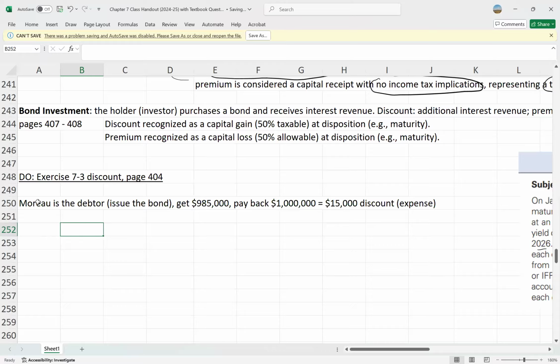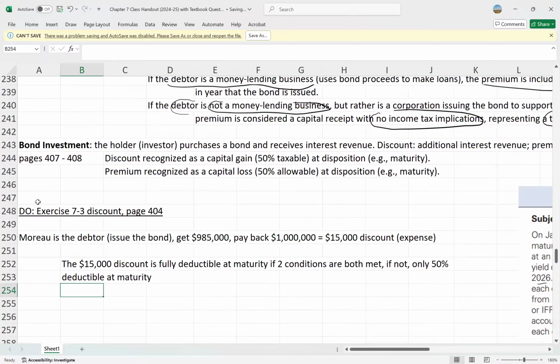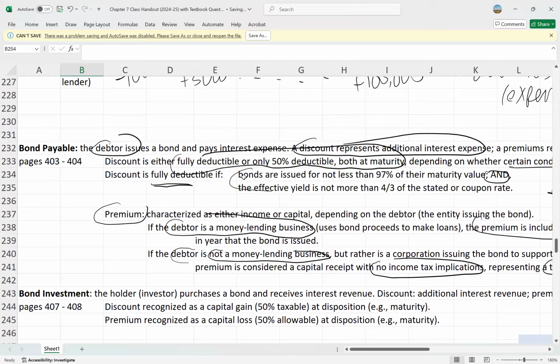What the tax rule says is that the $15,000 discount is fully deductible at maturity if the two conditions are both met. If not, only 50% deductible at maturity. So once again, what were these two conditions here?